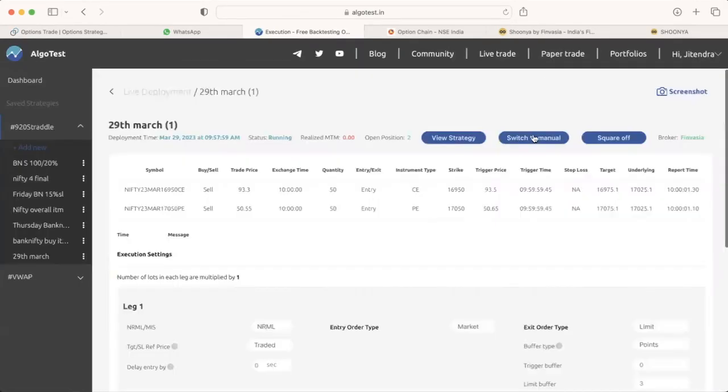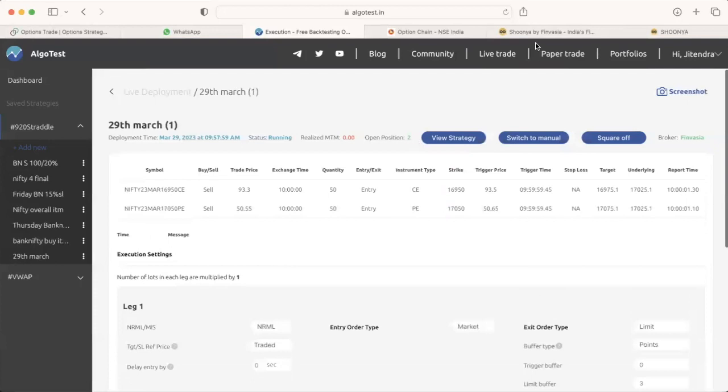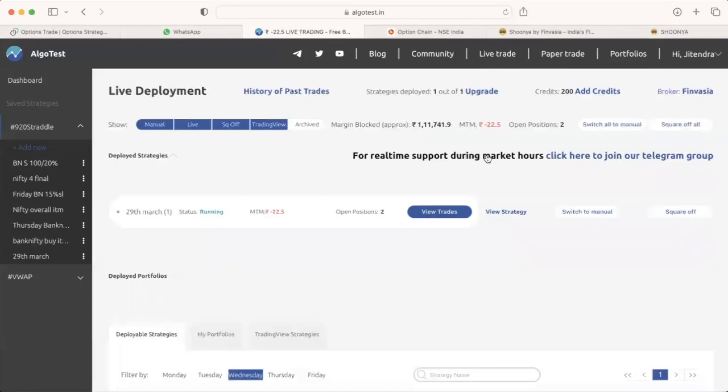this is view strategy. So whenever that gets hit, the process will happen. Live trade, we are in M2M of 25 rupees loss. Margin blocked is around 1,11,000. So I had more than that. So no issues with that also.